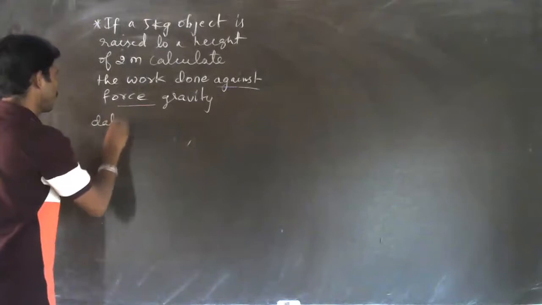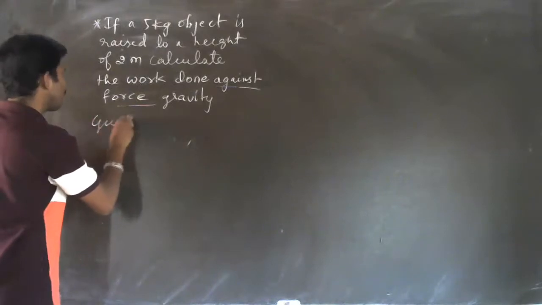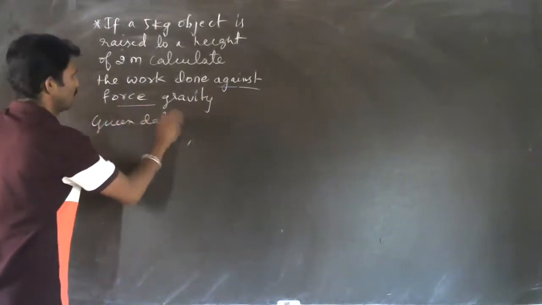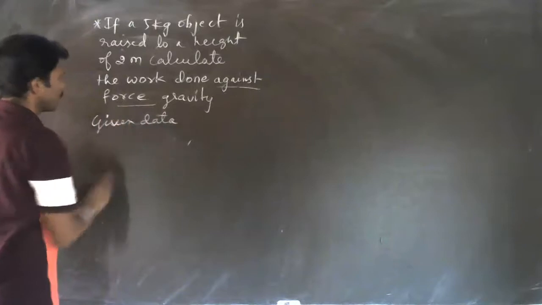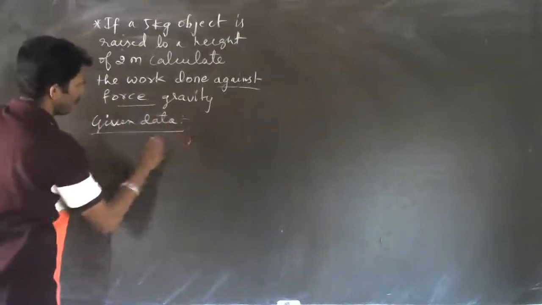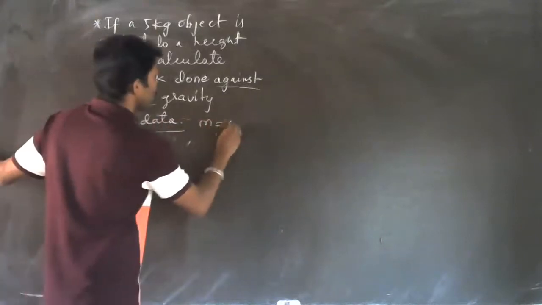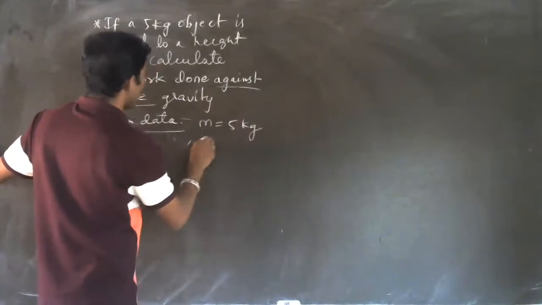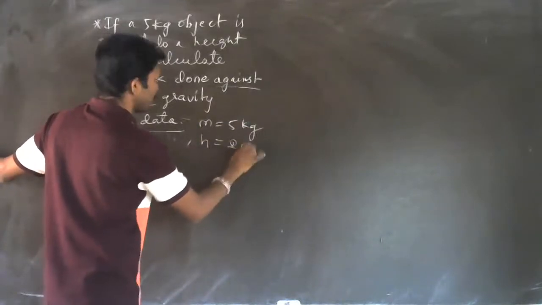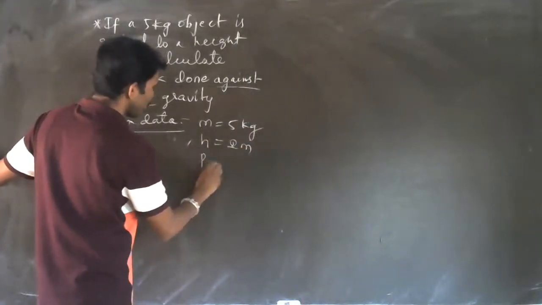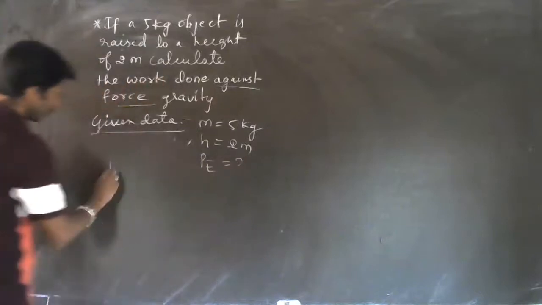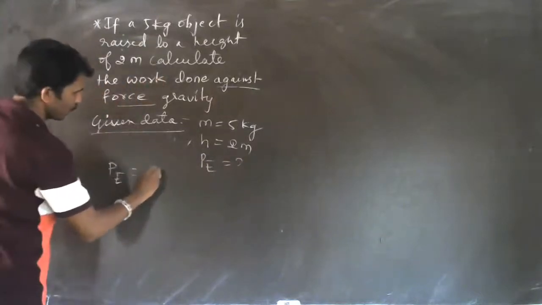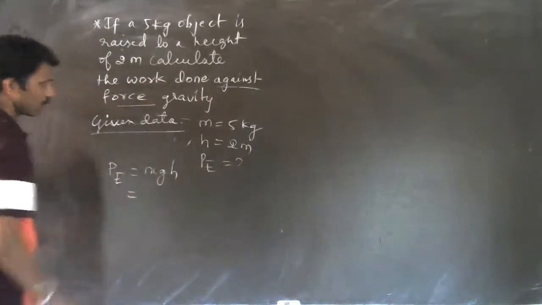For the given data, they have given m is equal to 5 kg and the height 2 meters. We have to calculate the potential energy. So PE is equal to mgh. m is 5, into 10.